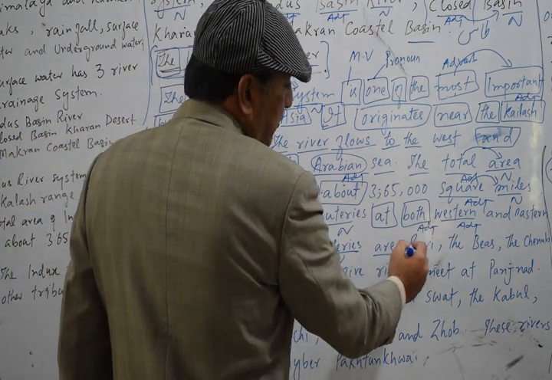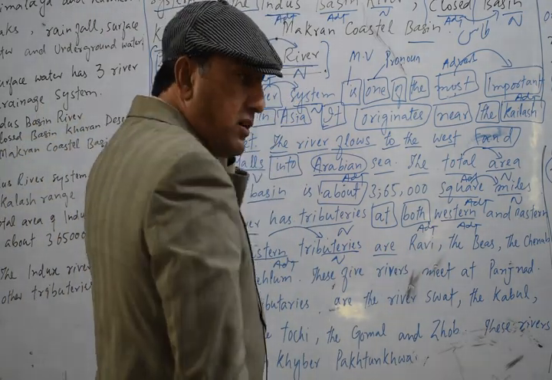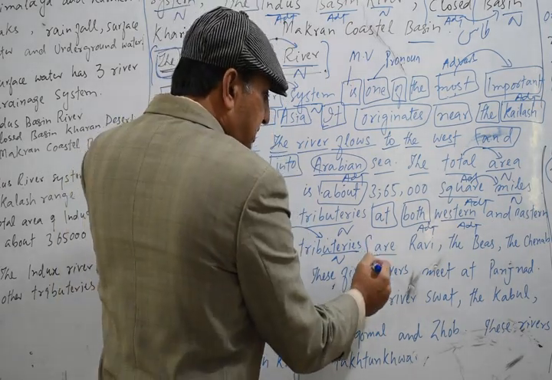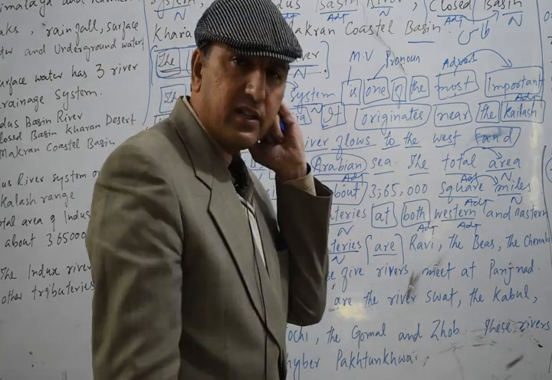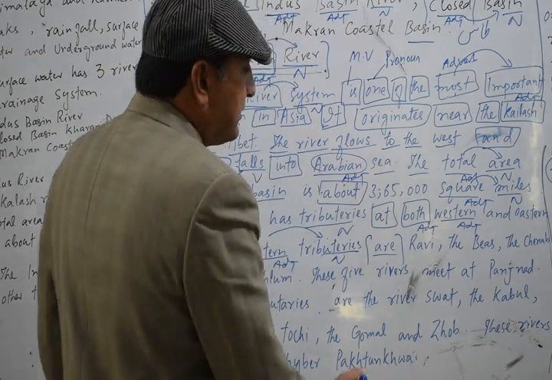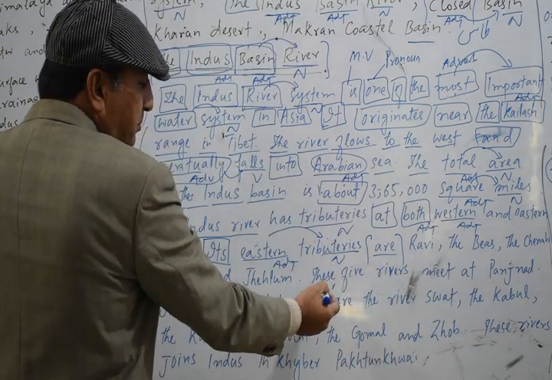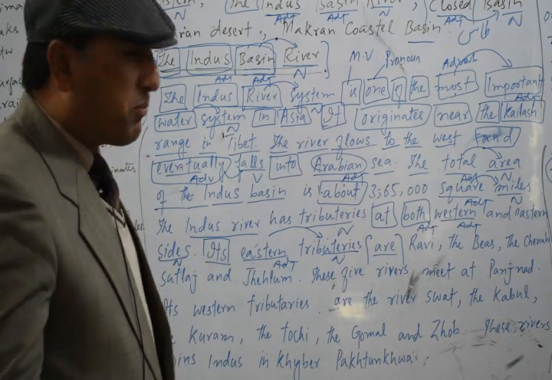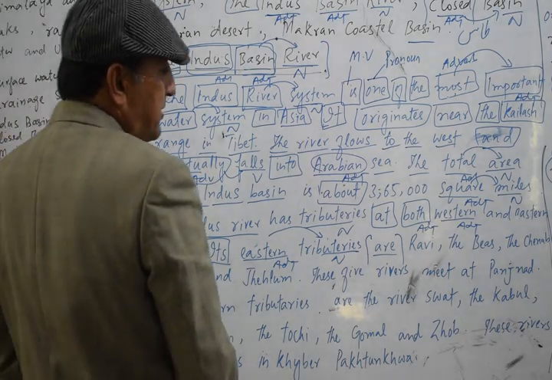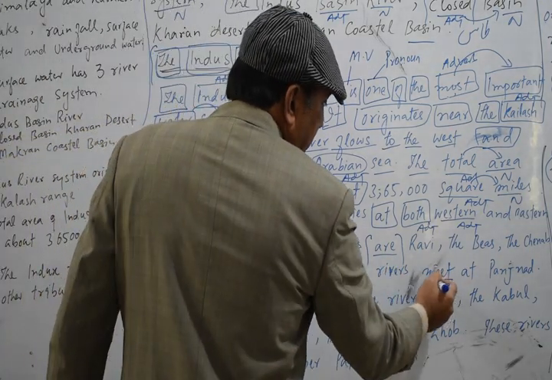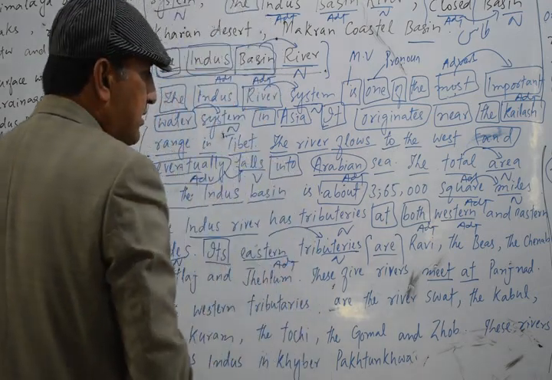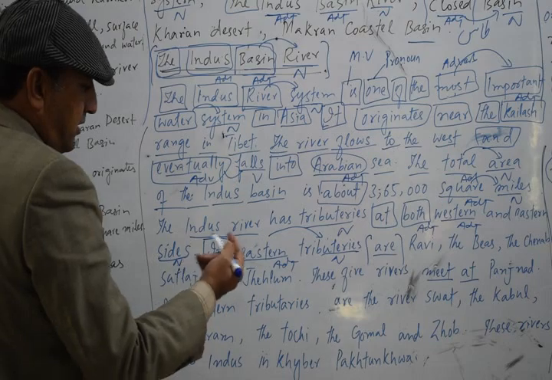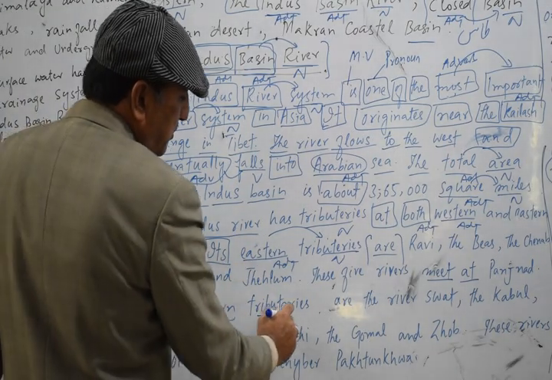And Ravi, we have done it. Are is an auxiliary, but here it works as a main verb. This are is basically a primary auxiliary, but it works as a main verb over here. The Beas, the Chenab, the Jhelum, these are the names of the rivers, so these are proper nouns. These five rivers meet at Panjnad. Its western tributaries. Western we have done, this is an adjective, tributaries is a noun.